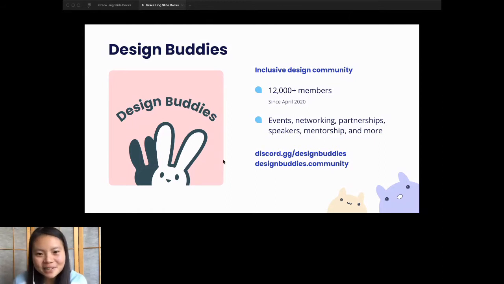I created Design Buddies as an inclusive design community in April 2020, and since then we have over 12,000 members. We've done over 30 events, with a lot of networking opportunities, partnerships, speakers, mentorship, and more. We are partnered with Amazing Design People List, and we have our mentors from there as well. We have a game jam coming up and a lot of fun activities every single week. So feel free to join Discord UG/Design Buddies. I can also link it afterwards too. I really learned a lot through creating Design Buddies and how I could network with people that way.